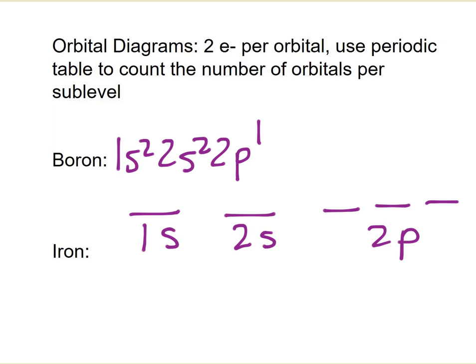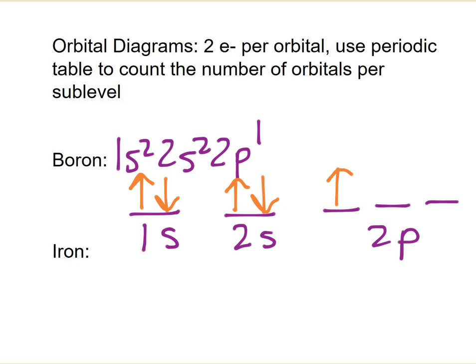And then you're going to put your arrows in. Again, you can do full arrows or the little halvesies. It's whatever you prefer. All of it is accepted. When I come to the 2p, it's just going to look like that. So there's my 5 electrons in boron. Let's go ahead and do iron.